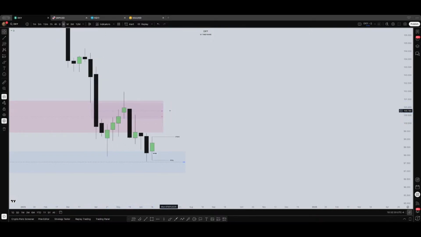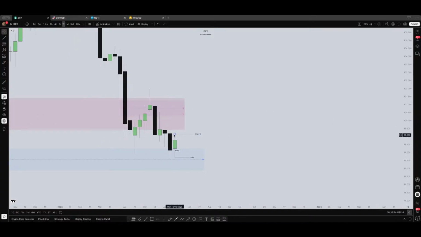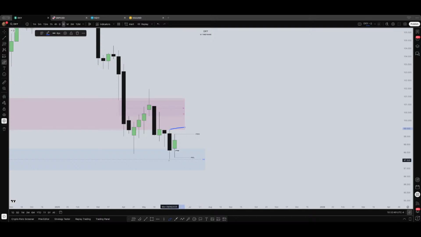So this is the routine I do. I put the previous week high, previous week low, because these are levels I will be aware of once the week starts. Okay. So far this week we took the previous week high, previous week low. As you can see, the price candle is inside the previous candle.